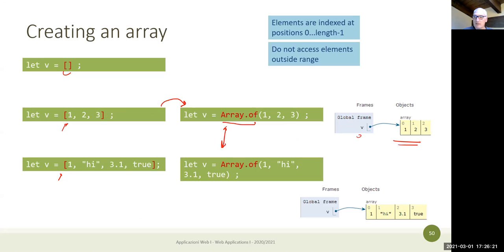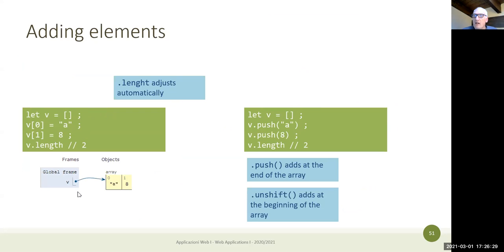There is no negative indexing here, no. The indexes should be from 0 to length minus 1. How can you add new elements? You can use the push method. You can push a new element at the end.